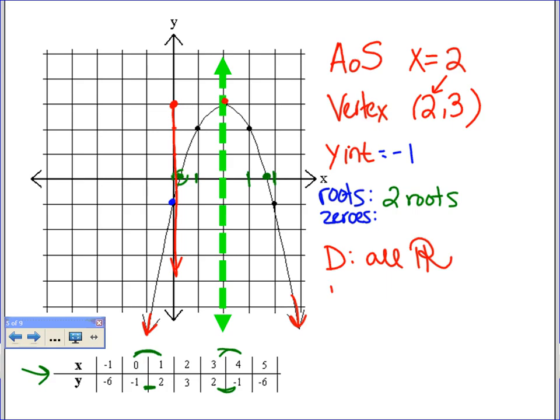So my range, 3 is going to be greater than or equal to all my values of y. Or you could say y is less than or equal to 3. Any way you want to think about it. Sound good? Let's move on.